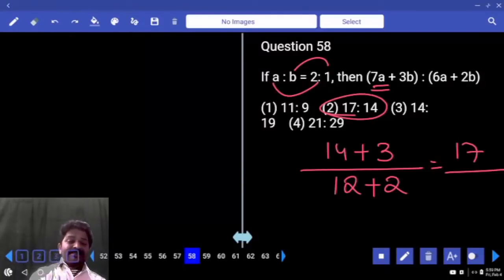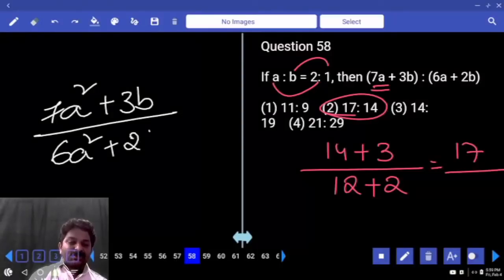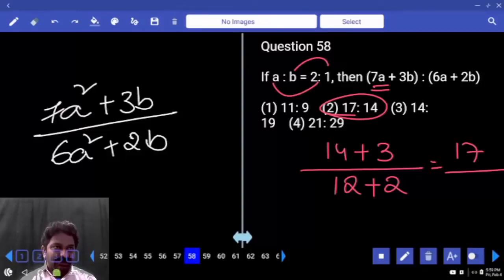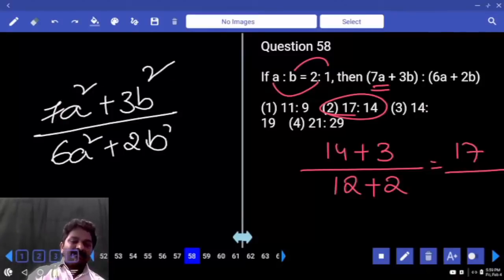If the exponent is different, suppose something like 7A square plus 3B by 6A square plus 2B, if you have like this, answer cannot be determined. You cannot directly take A is equal to 2 and B is equal to 1. A is 2 parts and B is 1 part. A square in the sense here you will get P square value. Here you will get only P. So you cannot cancel that value P. So in such case answer is cannot be determined. If suppose here also we have B square and B square, still you can do it. Every exponent must be same, then you can directly replace values.